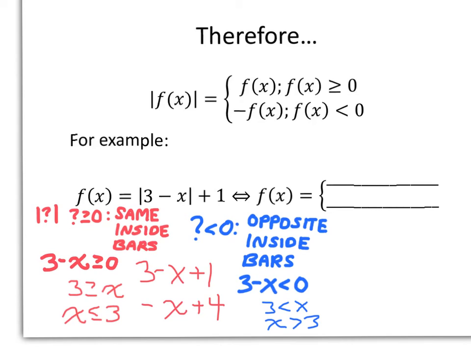When inside the absolute value bars is negative, we need to make inside the absolute value bars opposite, and that means the entire expression inside the absolute value bars opposite. That means I need to use a minus parentheses and make sure that the negative sign goes to both of the terms that are inside the parentheses. So this becomes negative 3 plus x plus 1. And then after collecting like terms, the expression becomes x minus 2.